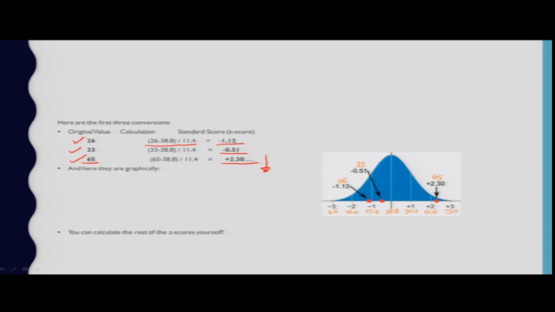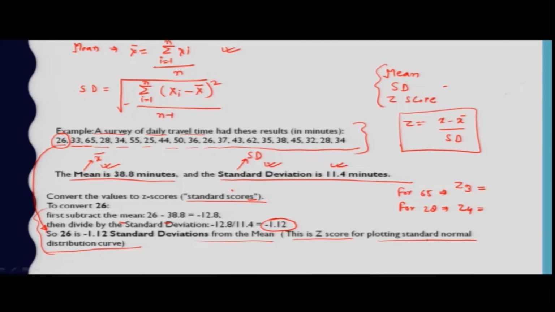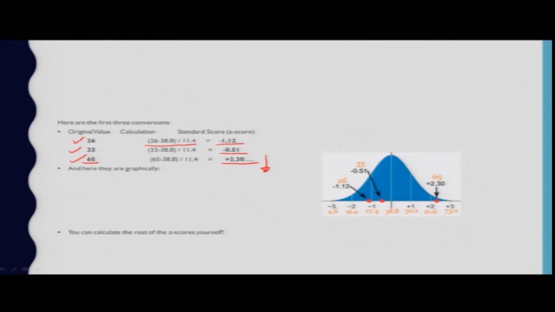So, this you have to keep on calculating the value for each travel time, and up to 20 numbers you will have to calculate each value of z score. Then after calculating the z score you will have to plot it in the normal distribution curve.